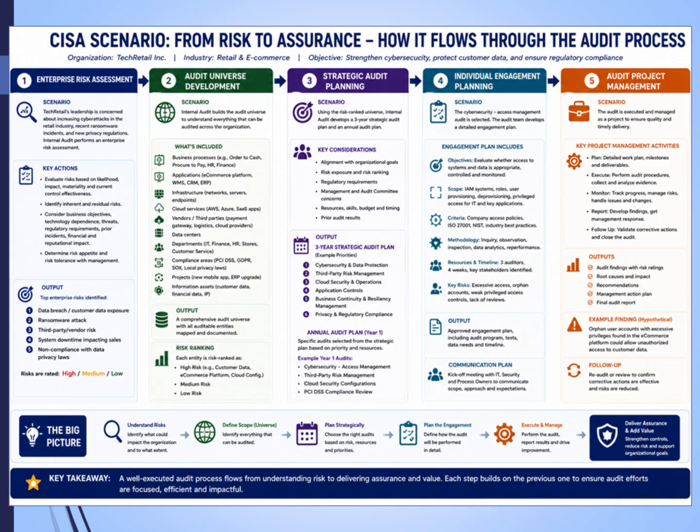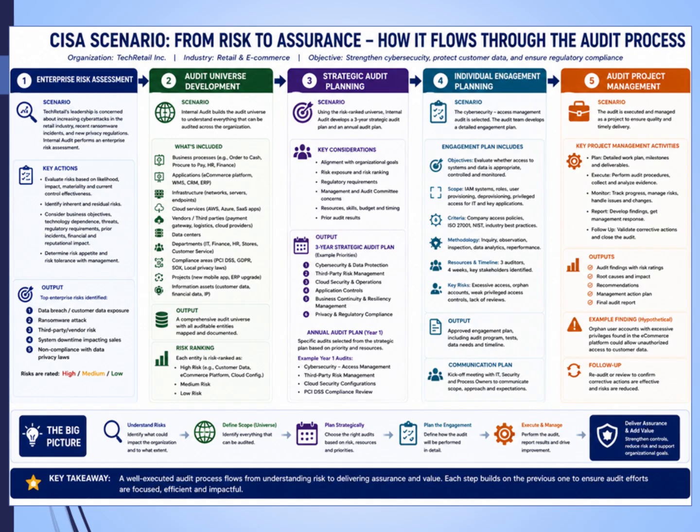The methodology defines how evidence will be collected. This could include interviews, observations, inspection of documentation, system reviews, data analytics, and re-performance testing. The engagement plan also identifies key risks such as orphan accounts, excessive privileges, weak access controls, and lack of periodic reviews. The output is a fully approved engagement plan with defined procedures, timelines, testing activities, and reporting expectations.